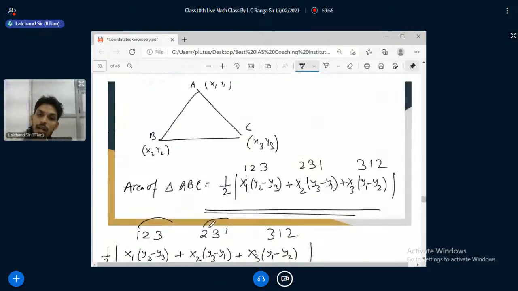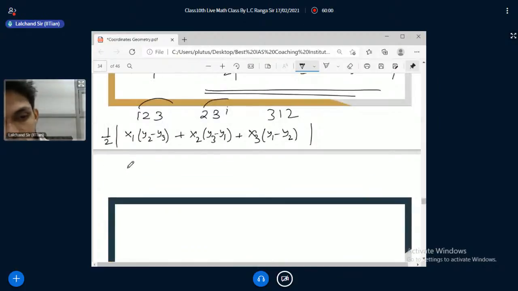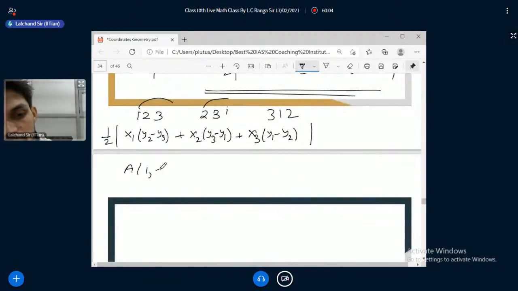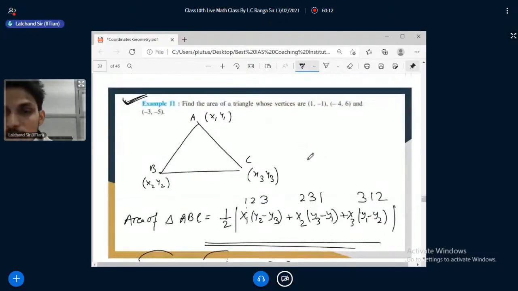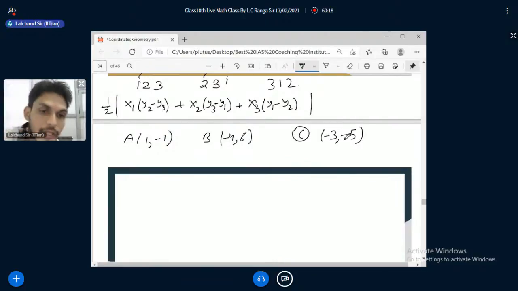If we apply this formula for all these points, the first point A is (1, -1), point B is (-4, 6), and point C is (-3, -5).